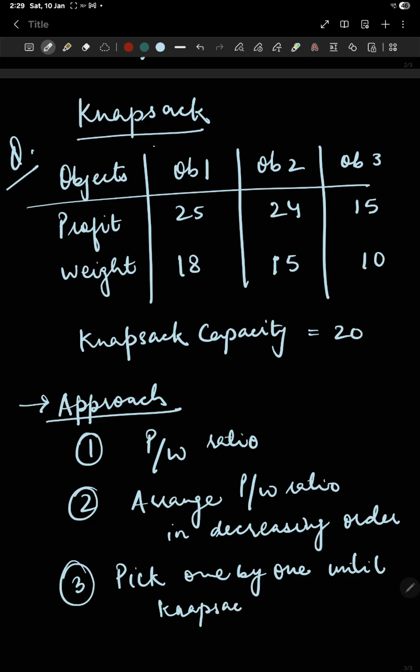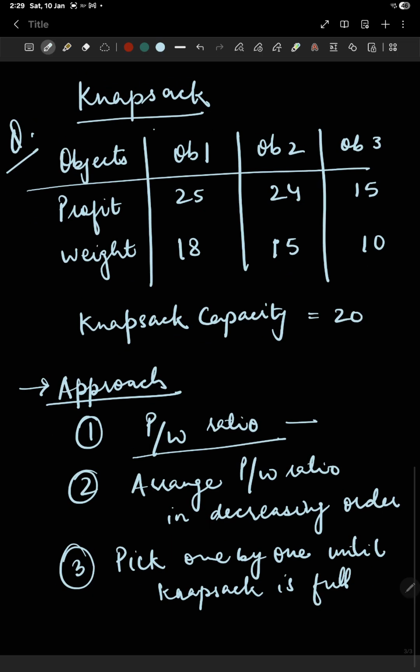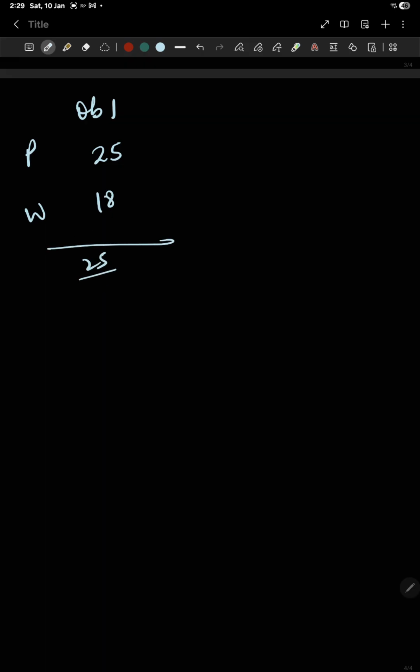If the whole item cannot fit, then we have to take a fraction. So first we'll calculate the profit by weight ratio. For object 1, this was profit and this was weight, right? So the profit by weight ratio would be 25 by 18, which is around 1.3. Second is 24 and 15, so the ratio would be 1.6. And the third object was 15 and 10, so it was 1.5.